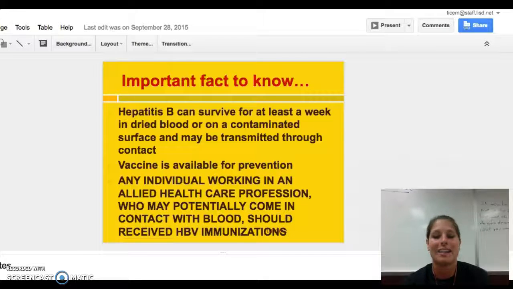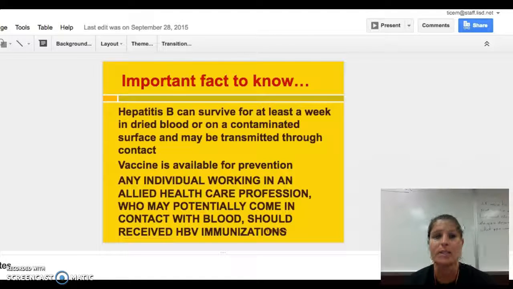It's one of the only viruses that pretty much lives outside of its body. Most of them will die if they don't have a host, or if they don't have a body. So vaccines are also available for prevention.